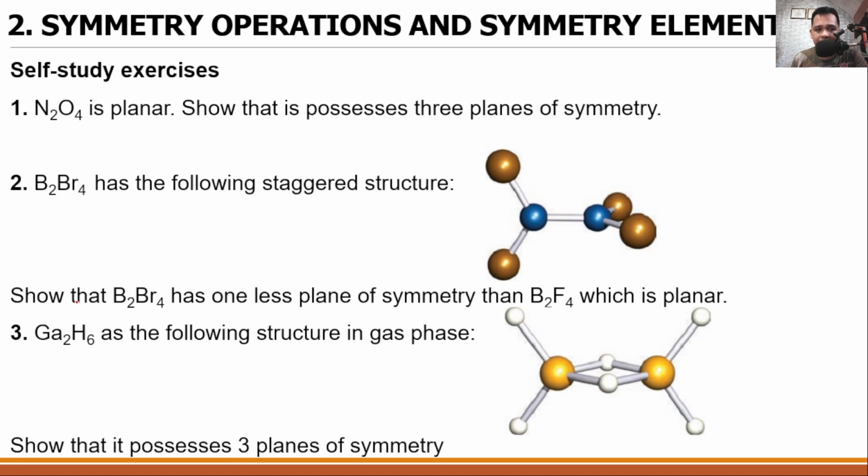self-study exercises. It says here that dinitrogen tetraoxide is planar. Show that it possesses three planes of symmetry. Okay. So if we are going to construct that, this is what it will look like. So we have a nitrogen molecule, right? Nitrogen molecule here. So we have this one. This one's nitrogen. And it is planar because it depends.